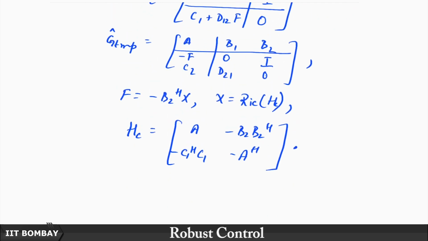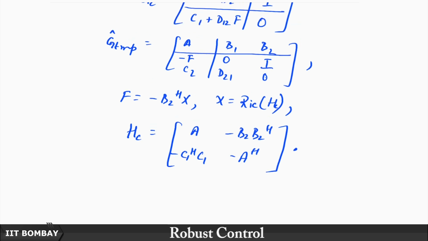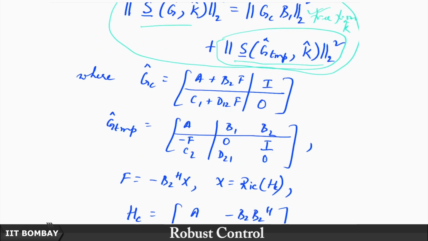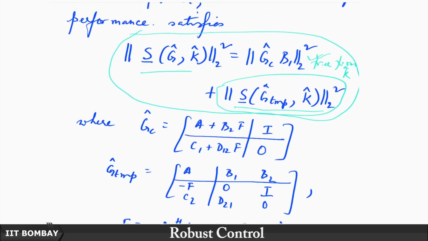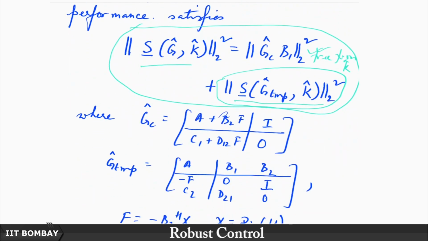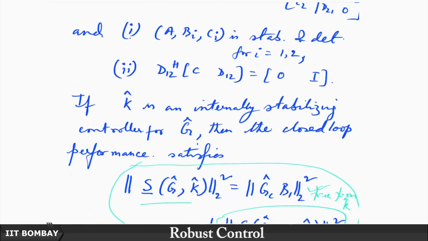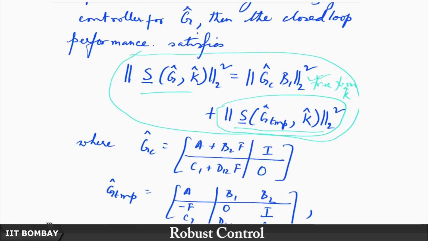So, given this ABCD structure, we get this Hamiltonian, get its corresponding Riccati equation, solve that Riccati equation, get its X, yeah, then take minus B2 Hermitian X, define that as the F, okay, and then we say that get this GC as A plus B2 F, I, C1 plus D12 F, 0. So, this is the A matrix, B matrix, C matrix and D matrix, okay, and this is what we define as the GC, okay, and we say that this is going to lead to our minimization.